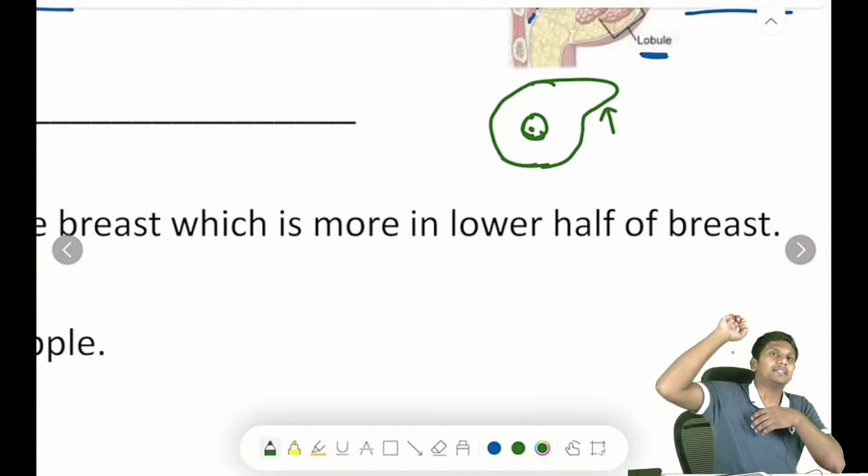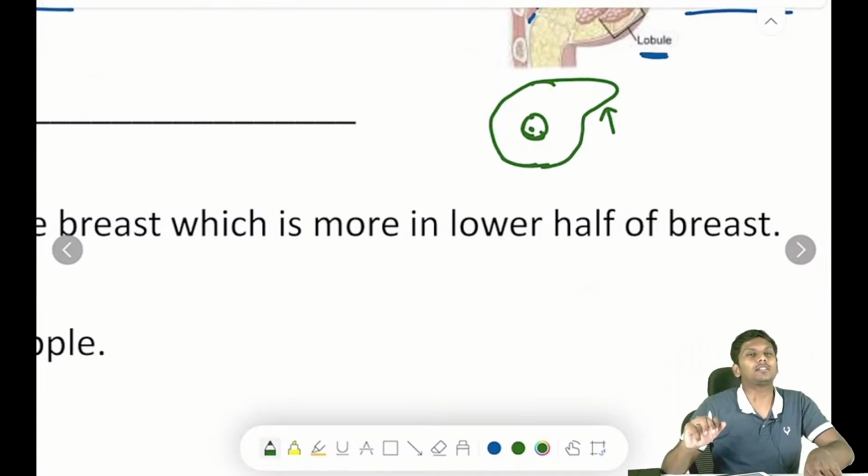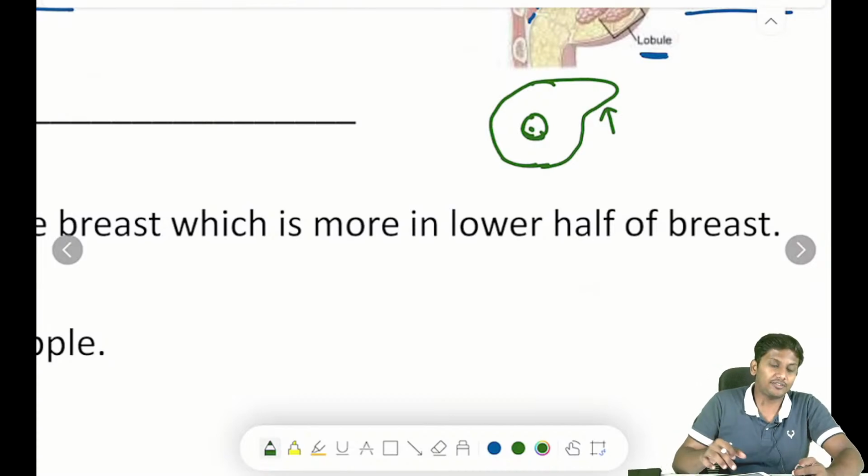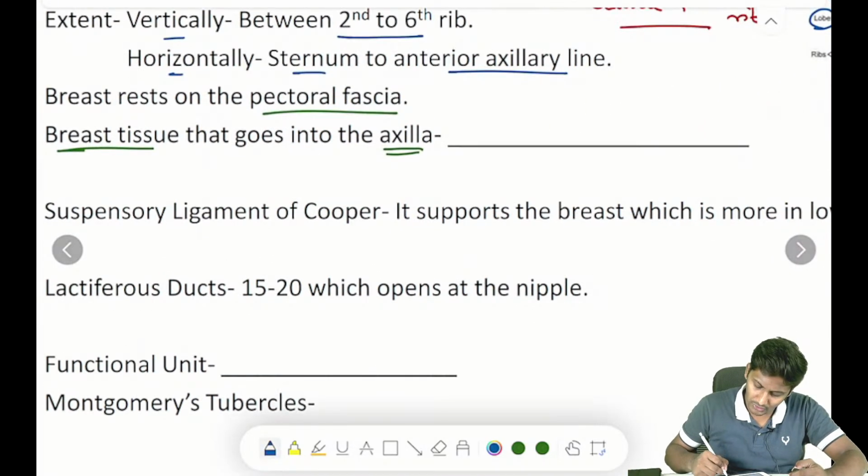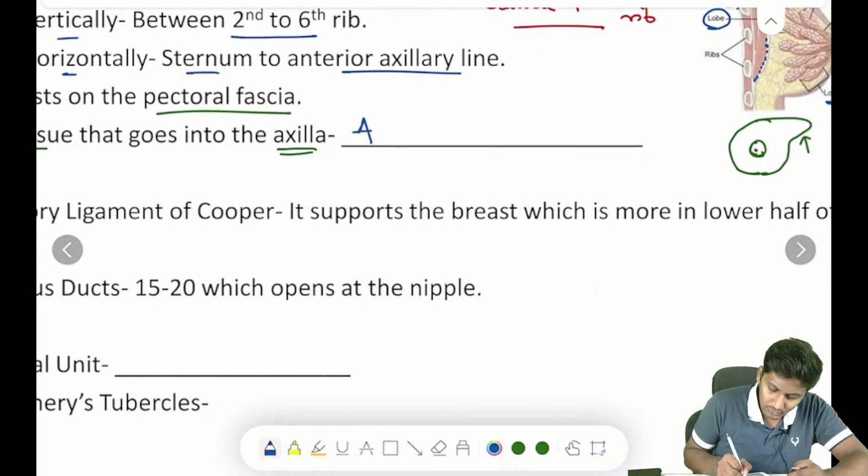What do you call this? It looks like a tail of the breast. So therefore this is what is called the axillary tail of Spence. Please remember, the breast tissue which goes inside the axilla is known as the axillary tail of Spence.